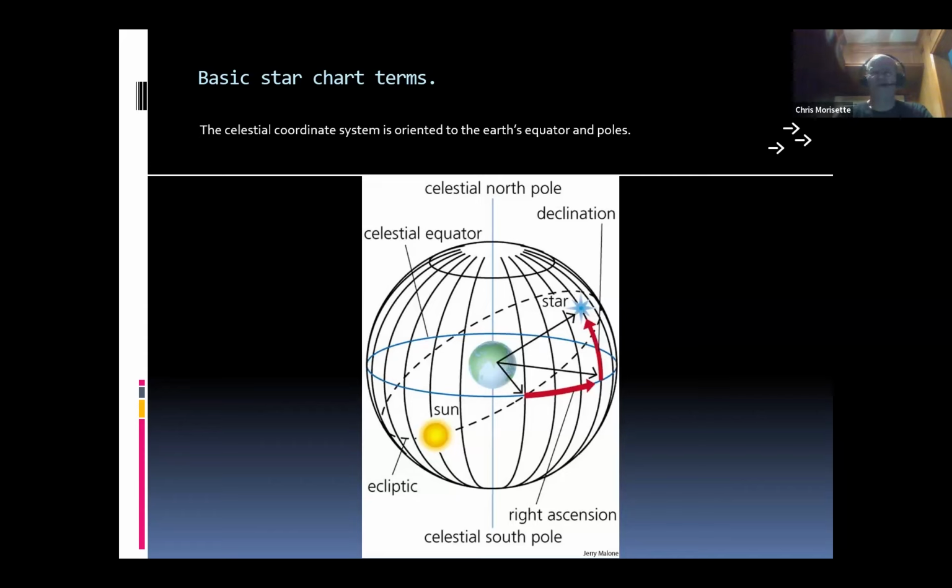So that's what we've got going on with this coordinate system. And they'll never change. They're always the same, unlike altitude and azimuth, which change constantly. These are fixed in space.